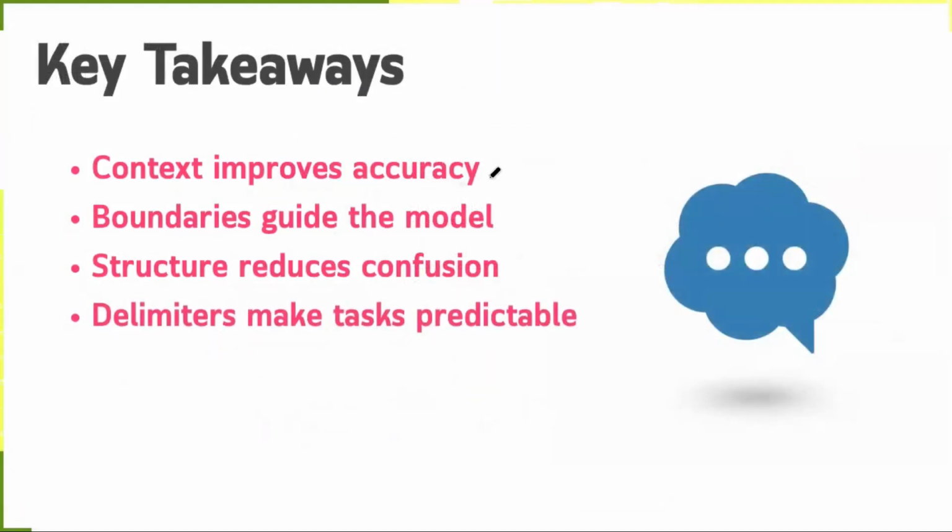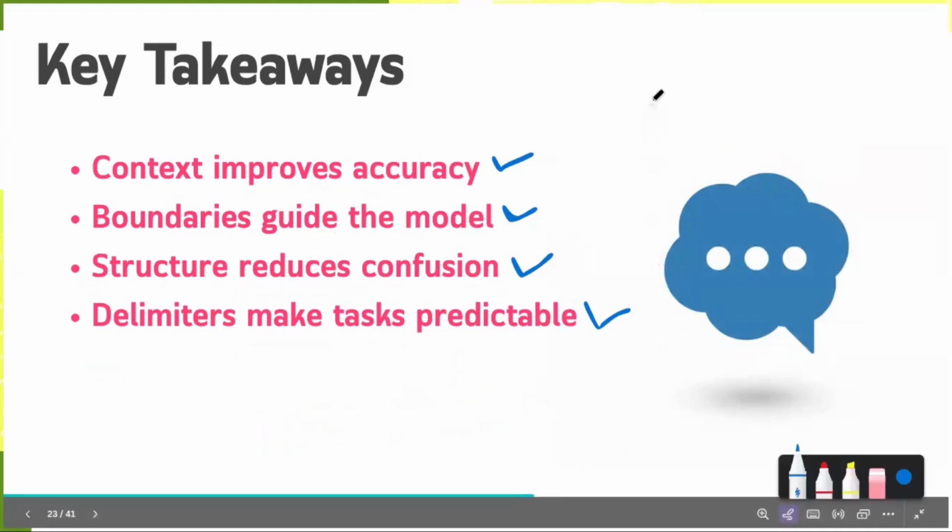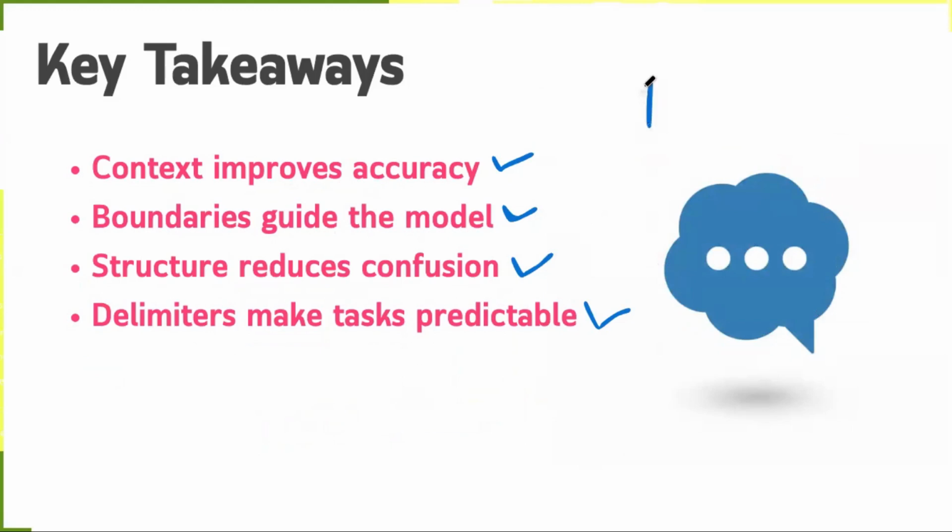Context improves accuracy. Guardrails keep responses consistent. Structure separates your instructions from your data. And delimiters make your prompts easier for the model to interpret. Once you put these pieces together, your prompts become far clearer and your results become far more reliable. In the next lecture, we will look at how to turn these ideas into reusable templates you can apply across multiple tasks.